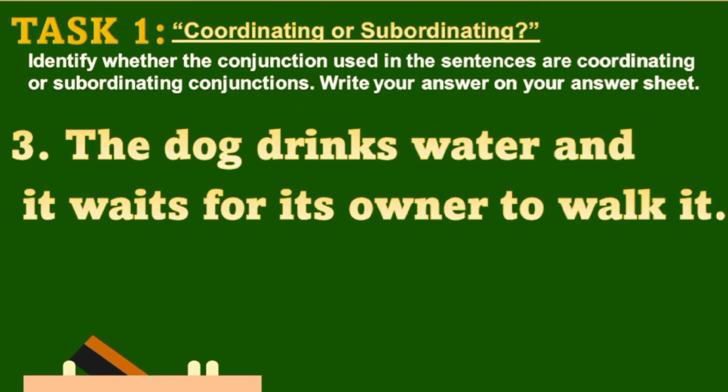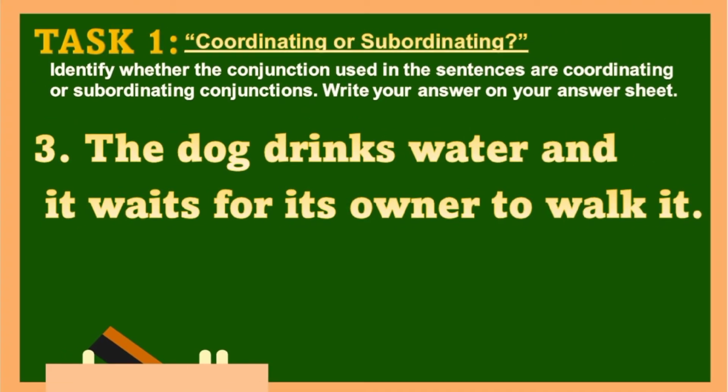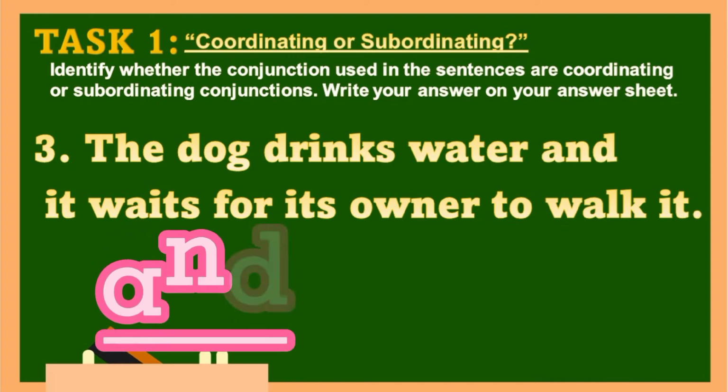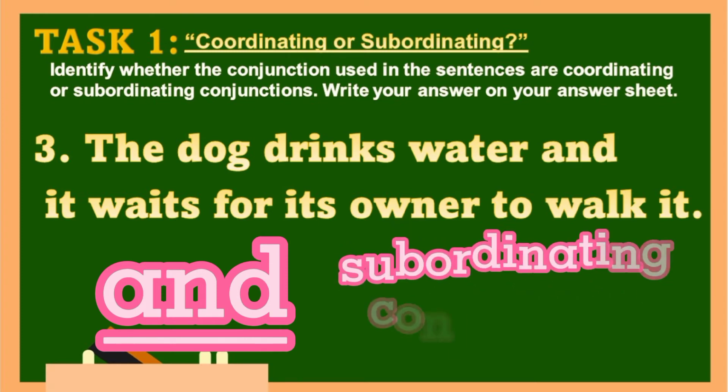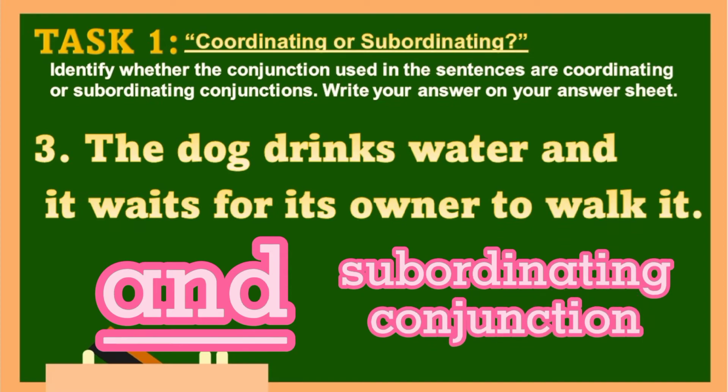Number 3. The dog drinks water and it waits for its owner to walk it. The conjunction is and. What kind of conjunction is it? Right! It is a subordinating conjunction.